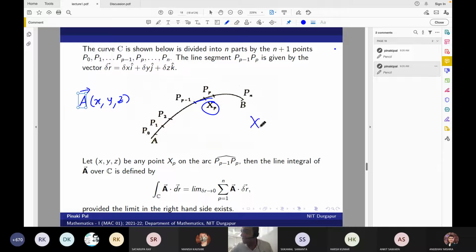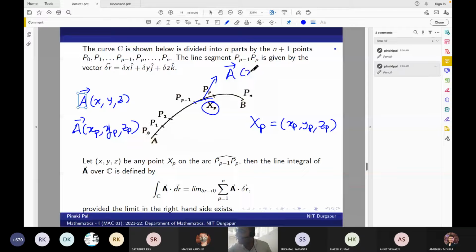Let us suppose xp has the coordinates xp, yp, zp. As A(x, y, z) is defined on this curve, we can calculate this vector at xp, yp, zp. It will be a constant vector. So let us suppose this is your vector A calculated at xp.